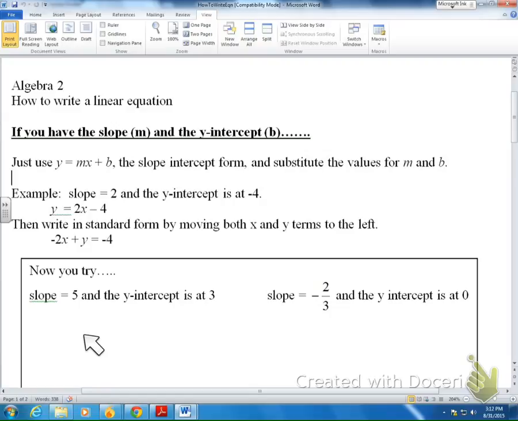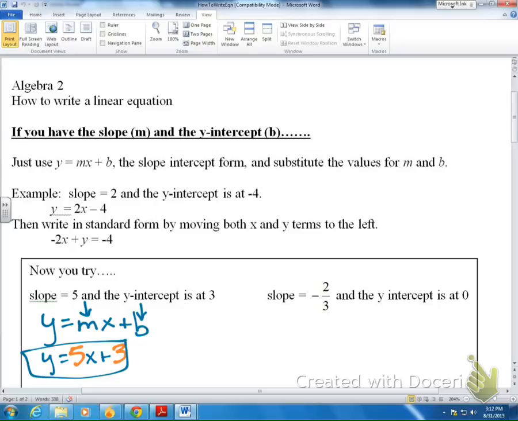Let's see what you can do. If you know the slope is 5 and the y-intercept's at 3, what would be your equation? So we plug in 5 for the slope, 3 for the y-intercept. If I want it in standard form, I just move the x term to the other side. So this is one of my answers, or I could have -5x plus y equals 3, taking that 5x to the other side.